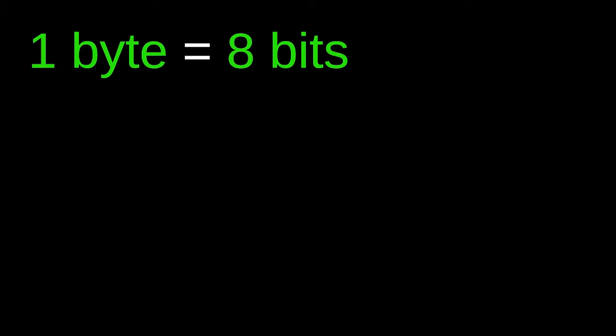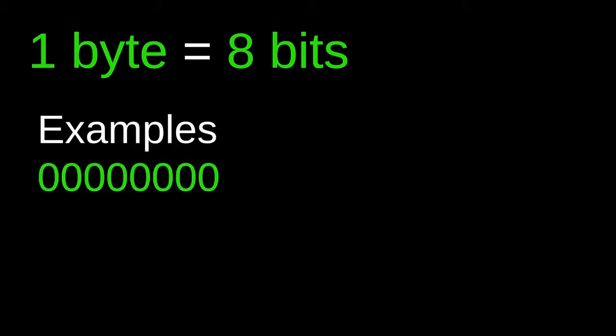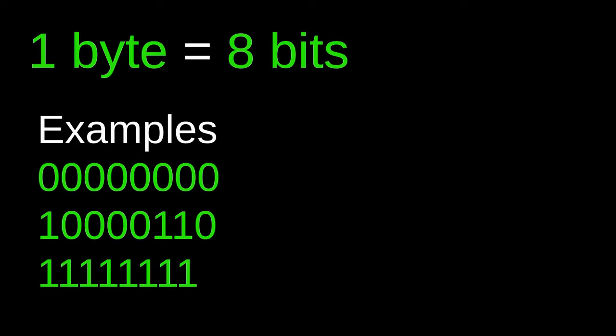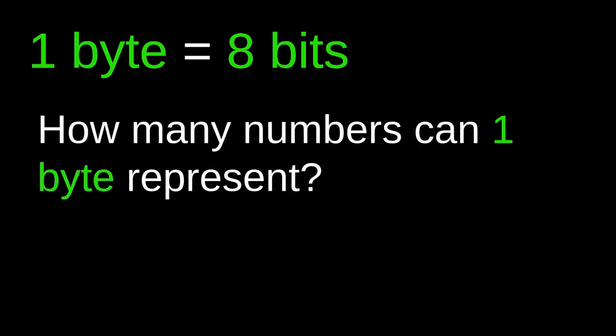One byte is equal to 8 bits. So you can think about it as a sequence of zeros and ones where the length of the sequence is equal to 8. For example, a sequence of 8 zeros is 1 byte. Another example is a sequence of ones and zeros. And another example is all ones. These all represent a number that is 1 byte. So now I'm going to ask you the question, how many numbers can 1 byte represent?